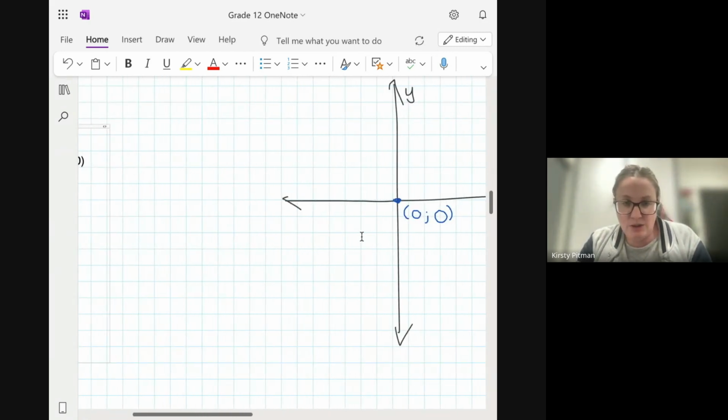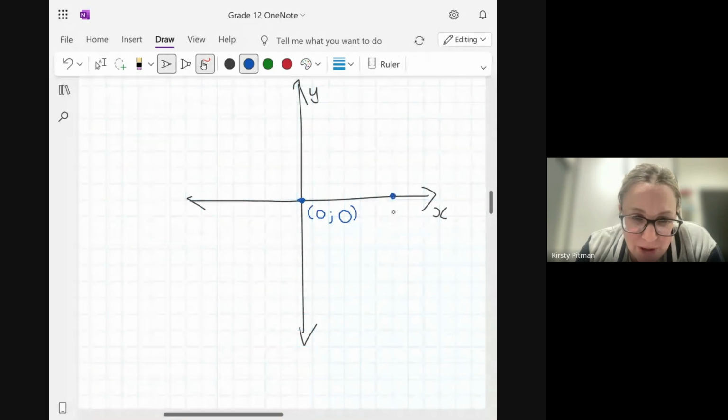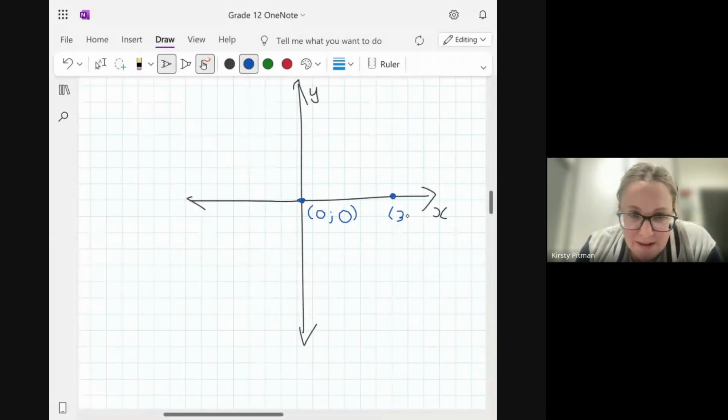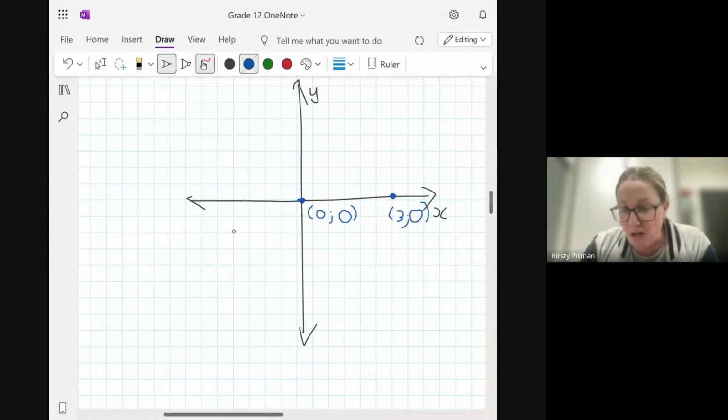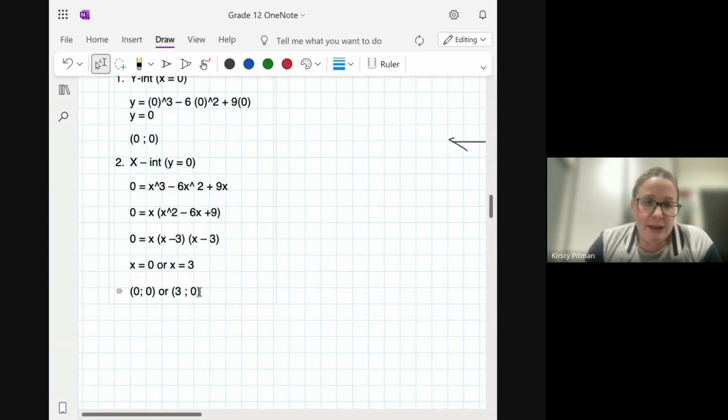So (0; 0), I already got that. Let's go put (3; 0) on here. Making sure, even if I don't get time to finish this, I'm at least getting my marks for everything I've drawn on my graph. Okay, step 3.